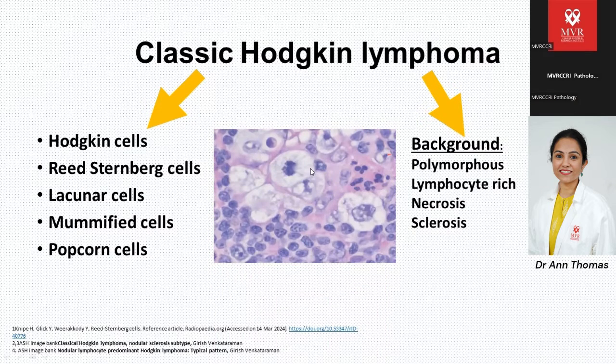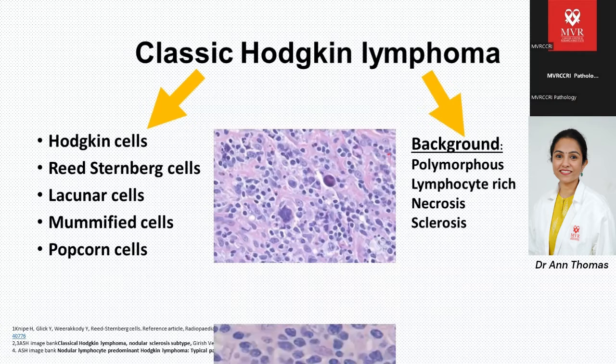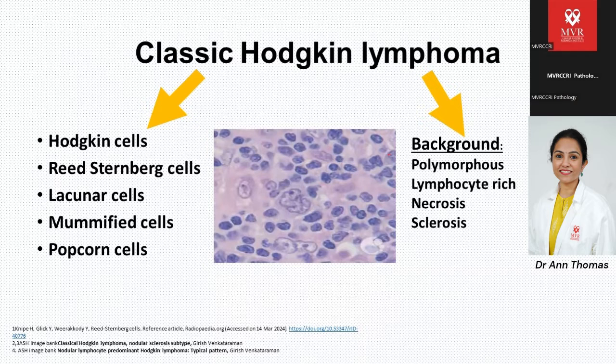It can be lacunar cells, where the lacunae are a fixation artifact, and we see these large cells within the lacunae, which is seen in nodular sclerosis. It can be mummified cells. Sometimes you may not even see, especially in core needle biopsy, all you get is these mummified cells with hyperchromatic nuclei, but which are taking up the marker for Hodgkin cells. And another morphology is that of popcorn-like cells, which are seen in nodular lymphocyte predominant Hodgkin lymphoma. So these are the different morphological presentations of these main tumor cells.